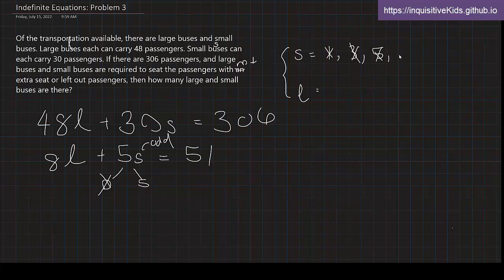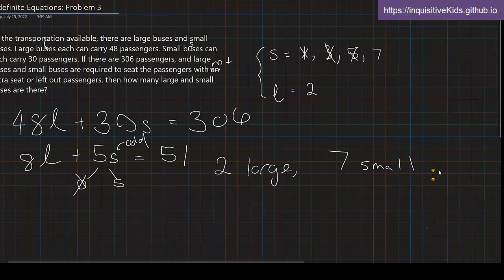Then what about if S is equal to 7? 5 times 7 is equal to 35. And 51 minus 35 is equal to 16. And yes, that works, right? So this is our final solution. A lot of people might just write 16 next to the L, but really, it's 16 divided by 8. 8L is equal to 16, so L is equal to 2. So our final solution is 2 large buses and 7 small buses. That is our final answer.